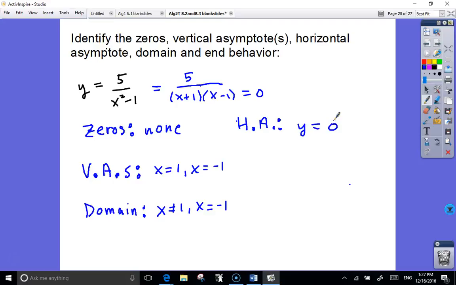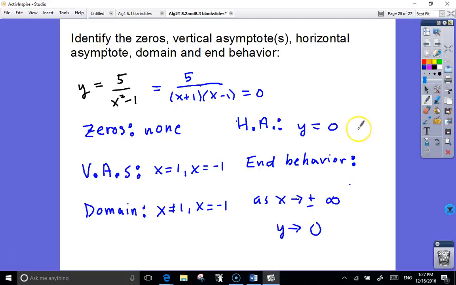Okay, and then the last one, end behavior. As x approaches plus or minus infinity, y approaches what? Yeah, the horizontal asymptote. Those two always match, just like these two always match. Yeah, one is x equals, the other one is x does not equal.